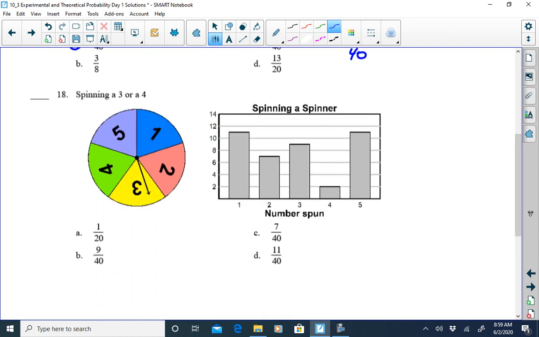Question 18, spinning a 3 or 4. So I look at my bar graph that shows the outcomes for my experiment, and I'm looking for the 3 and the 4. So it looks like this is 8, that's 9 times, this is 2 times, so it looks like a total of 11 out of the 40 times we spun a 3 or a 4. So for 18, that should be answer D.